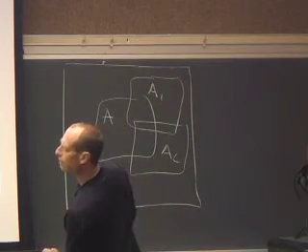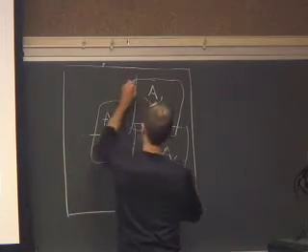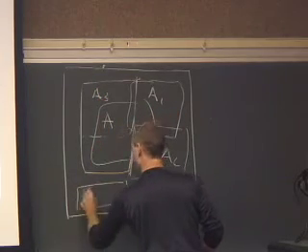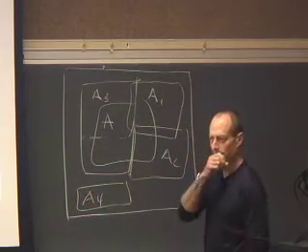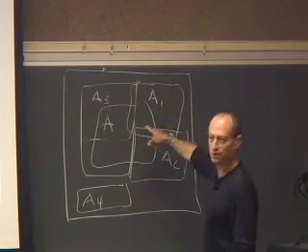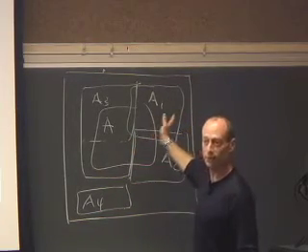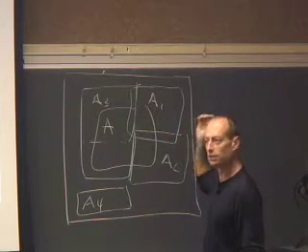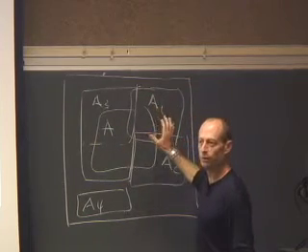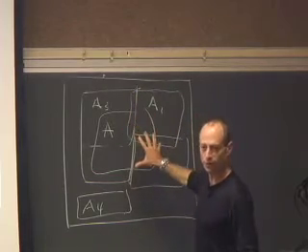A3 intersects the first but not the second, so we could draw A3 like this. Oops, I have to draw it so that it includes the rest of A3, and then A4 is over here somewhere. Okay, so A4 doesn't share any elements with the set A. In fact, it doesn't share any elements with the sets A1, 2, or 3 either, right? But A is contained in the union of A1 through A4. All of these numbers have to be exhausted. Everything in A has to be in at least one of the other sets.